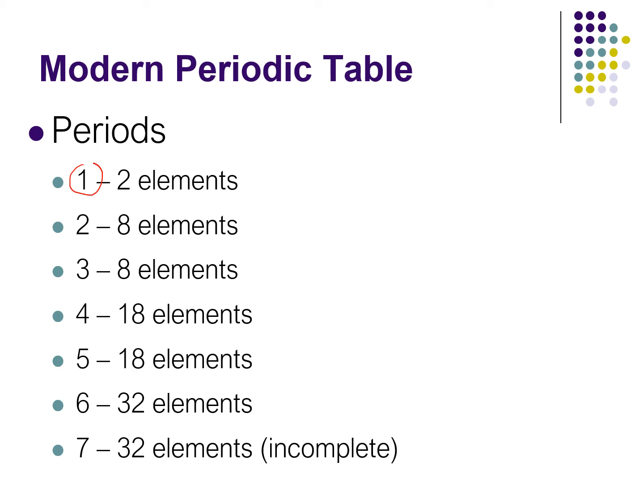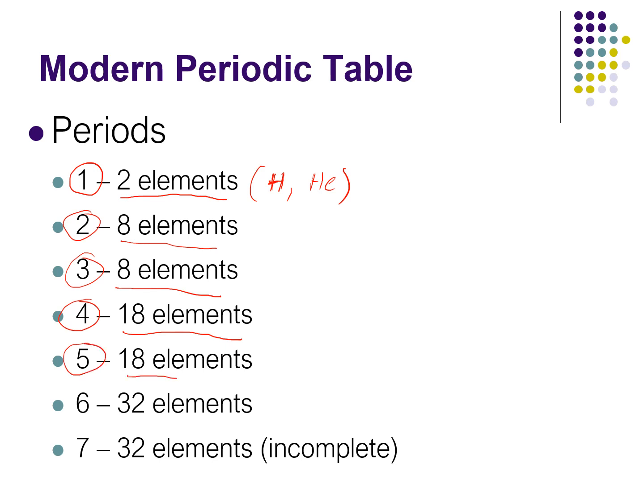Ito po yung mga periods natin. Ang period 1 natin, meron lang 2 elements. So, please refer to your periodic table. Ang period 1 natin, 2 lang yung elements niya. So, ang mga elements na yon ay si hydrogen and si helium. And then, period number 2, we have 8 elements. Period number 3, we have 8 elements also. Period number 4, we have 18 elements. Period number 5 have 18 elements as well. Period number 6 have 32 elements. And last, period number 7 have 32 elements, but then it is said to be incomplete.